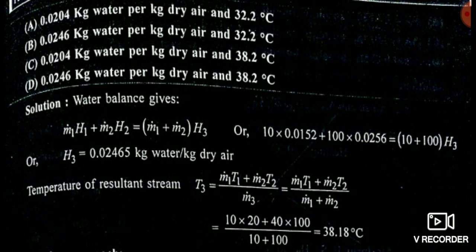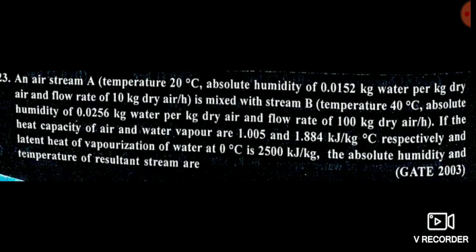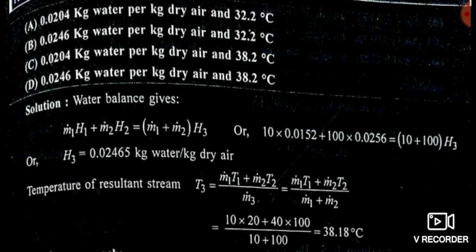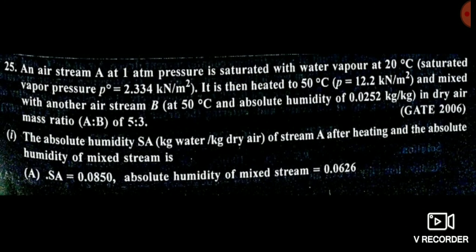After that you can easily balance the temperature, means M1 T1 plus M2 T2 up to Mn Tn is equal to M3 T3, means here you can easily balance the mass into temperature of the initial mixture and final mixture. So M1 is 10, T1 is 20, M2 is 100, T2 is 40. You should take the ratio and calculate and get the answer, that is 38.18 degrees centigrade, means 38.2, that is option D. After this, friends, you see another question.